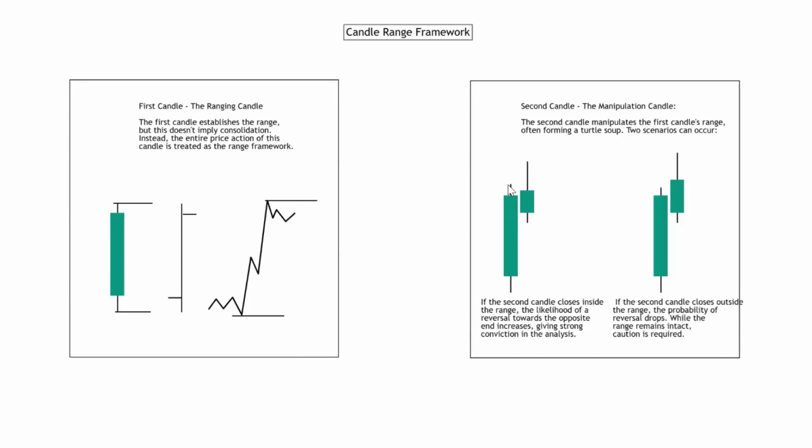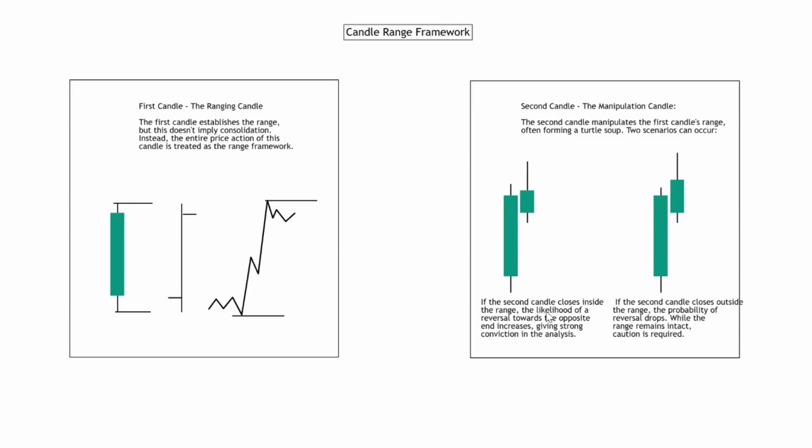And I hope you all understand what turtle soup means. Turtle soup strategy is where price sweeps an old low or an old high. So in this particular case, this is the high of the range, and you see price sweeping the high of the range. And it doesn't necessarily mean it has to be the high of the range. Price could sweep the high of the range or the low of the range. It doesn't matter. If price sweeps the low of the range, it's nice. And if it takes the high of the range, it's nice as well. Now, I said two scenarios can occur. Now, what are the two scenarios?